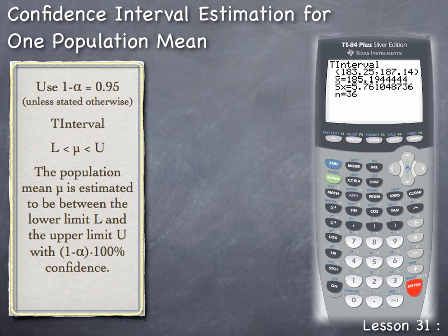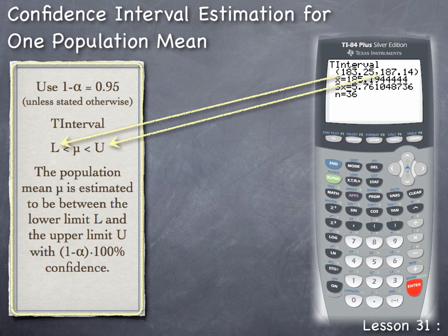Under the t-interval command, in parentheses, you'll find two numbers separated by a comma. The first number is the lower limit L of the confidence interval, and the second number is the upper limit U of the confidence interval. So we can just read the results off the calculator screen to produce our confidence interval estimate.